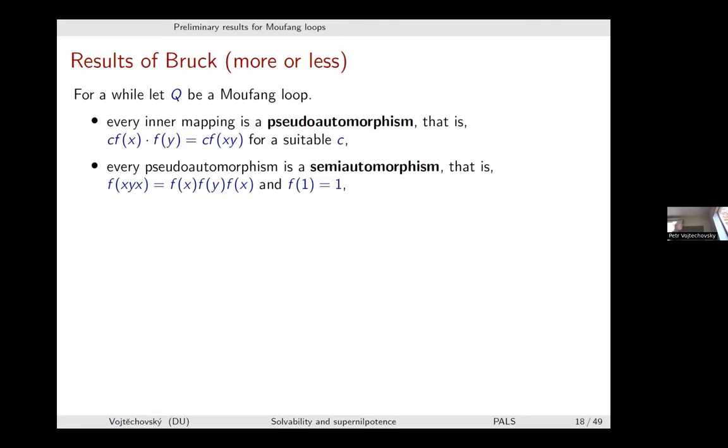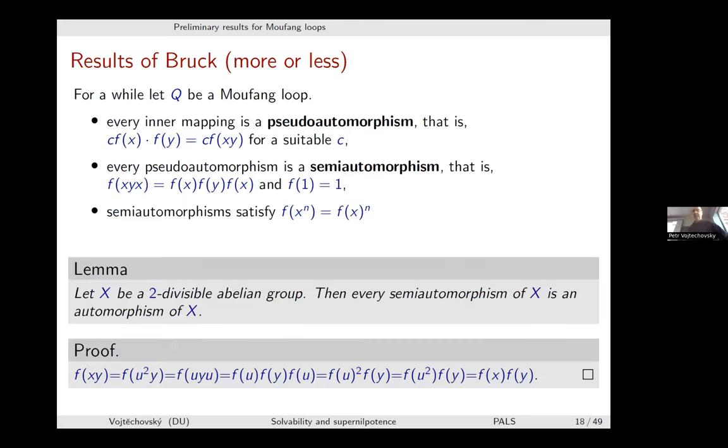Every pseudo-automorphism is then a semi-automorphism, and a semi-automorphism has this strange property that you apply the homomorphic property, but only for expressions of the form x y x, okay? And you also have to fix one for technical reasons. It turns out that any semi-automorphism behaves well with respect to powers, so that's good. And here's a quick proof that shows that if we have a two-divisible abelian group, then every semi-automorphism of X is in fact an automorphism. So this is a general fact that has nothing to do with Moufang groups.